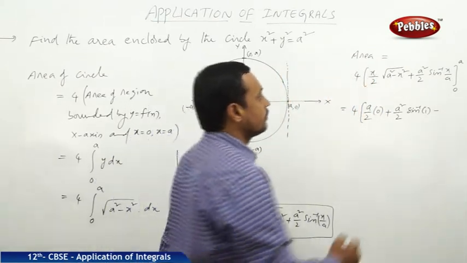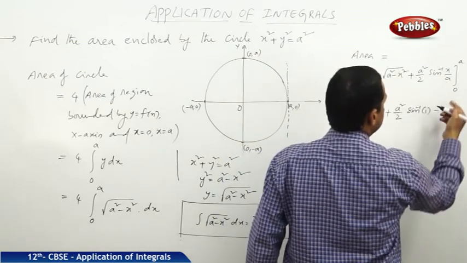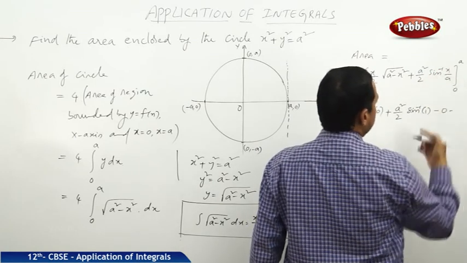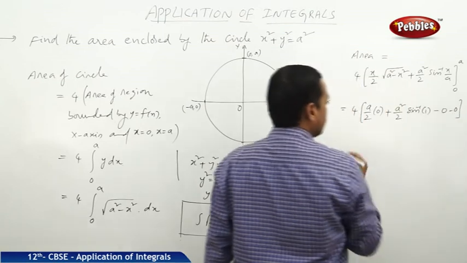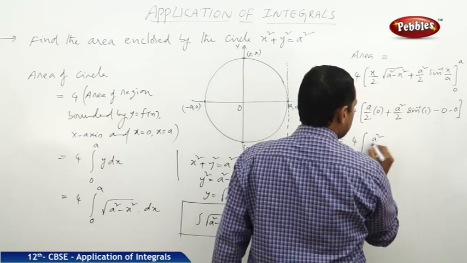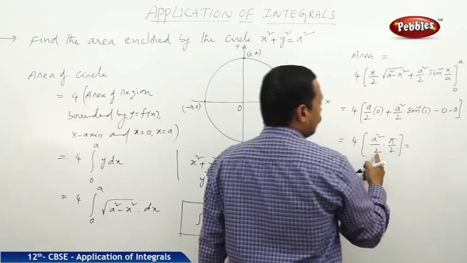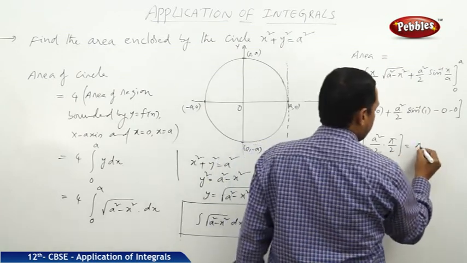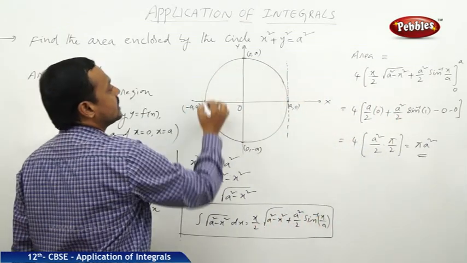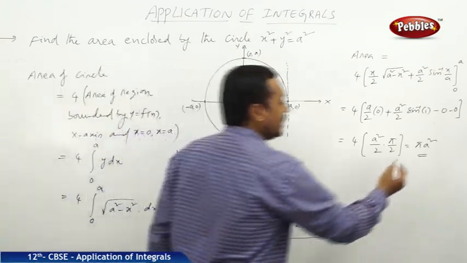of, now substitution of the lower limit. When we substitute x is equal to 0, this part becomes 0, minus, and substitute here a square by 2 into sin inverse 0. Sin inverse of 0 is nothing but 0, so it is completely 0. Hence it is 4 into, and this part is also 0, a square by 2 into sin inverse 1 is equal to pi by 2. Now, 2 into 2, 4 gets cancelled, it is pi a square. Therefore, the area enclosed by the circle x square plus y square is equal to a square is pi into a square.